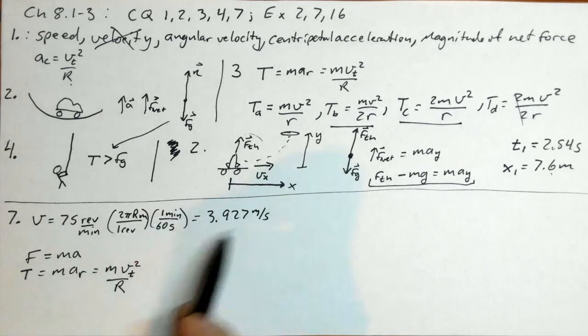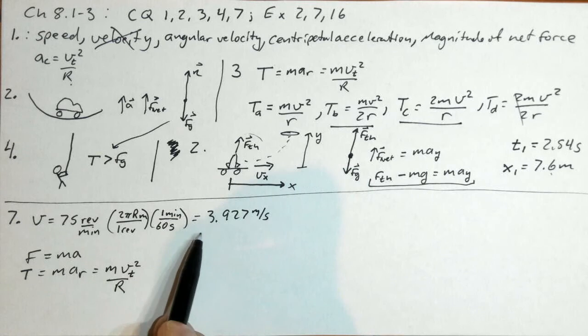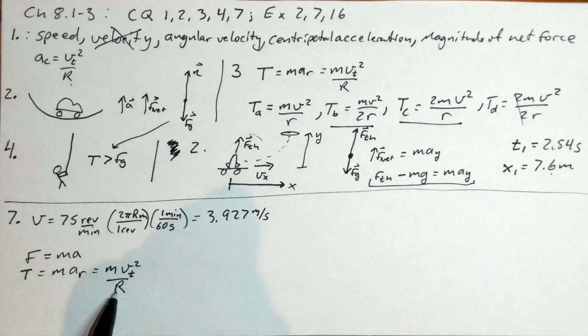Okay, now we just found this tangential speed. This is the tangential speed, meters per second. And we know the length of this string. That gives us our radius. We know the mass of the block. And so we can find the tension.